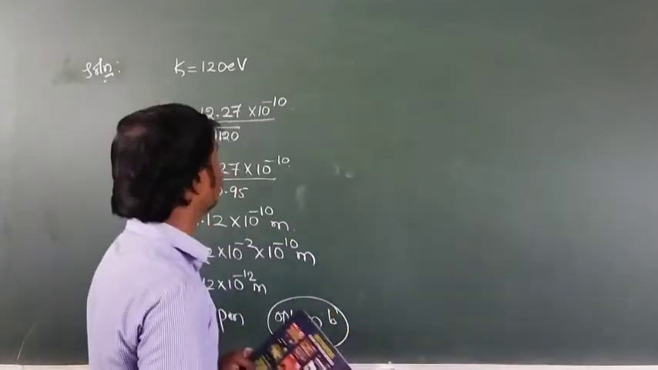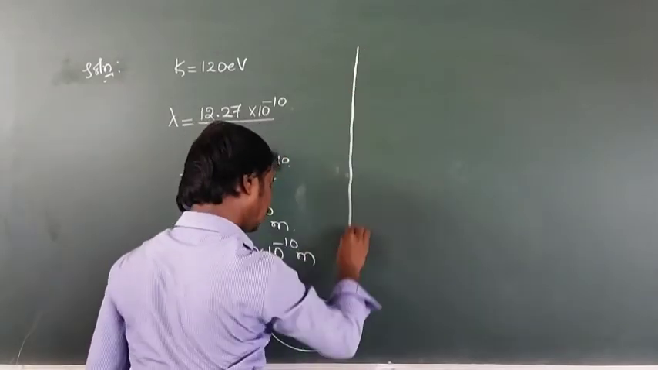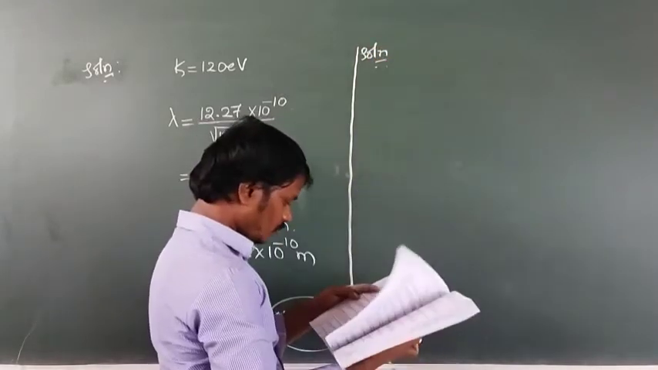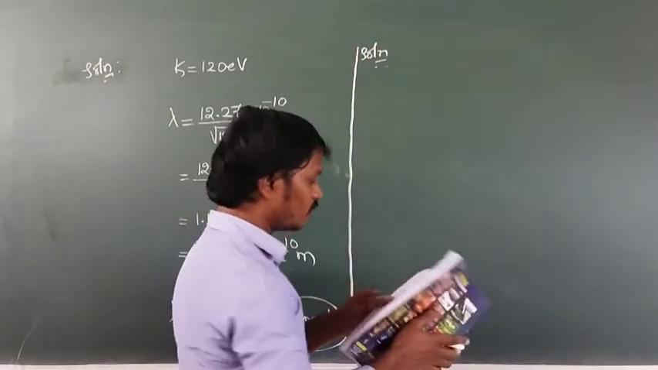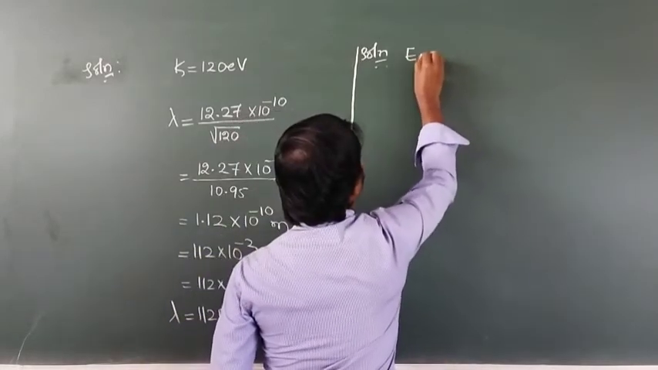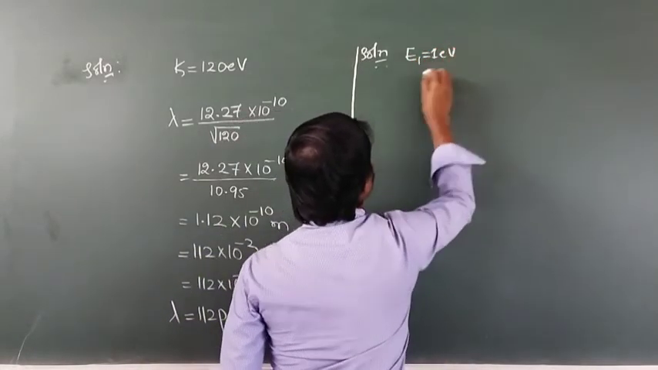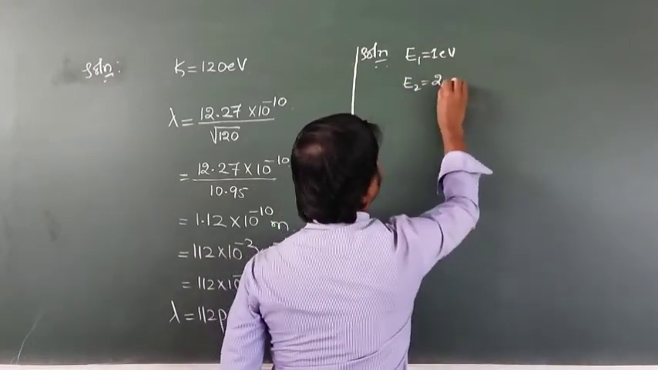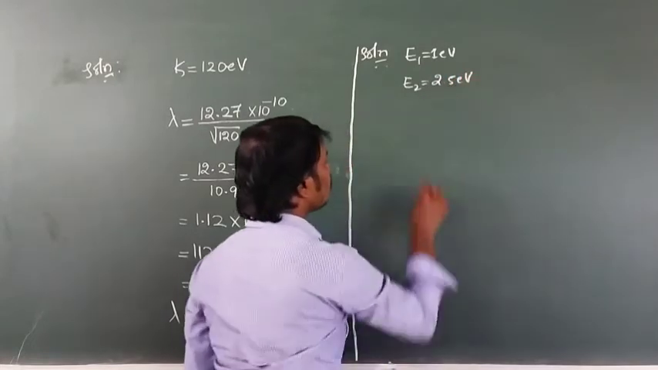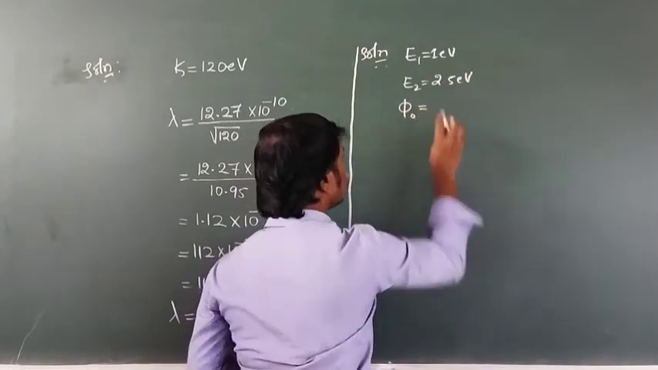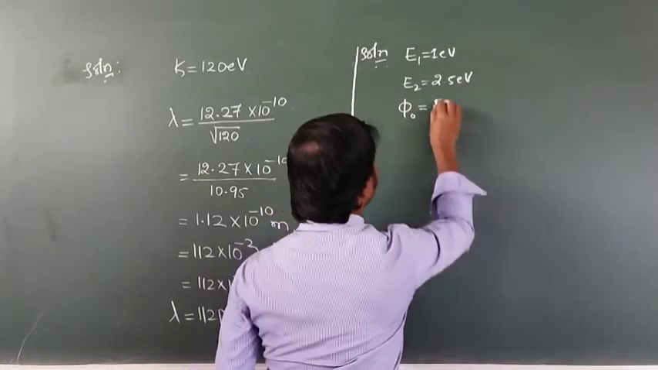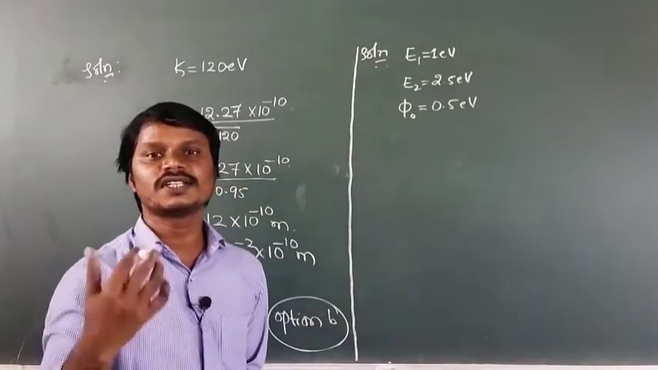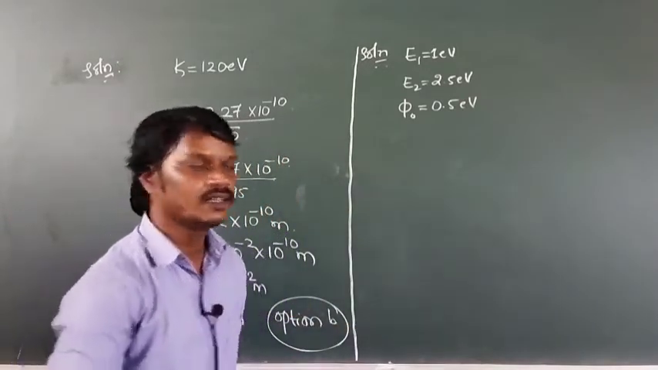So let us solve this question. Solution. The first energy given is 1 electron volt, and the second energy is 2.5 electron volt. The work function of the metallic surface is given, that is phi naught equal to 0.5 electron volt. Then what is our aim? Our aim is to find the ratio of maximum speeds of the emitted electrons.